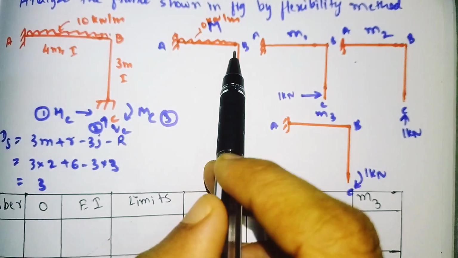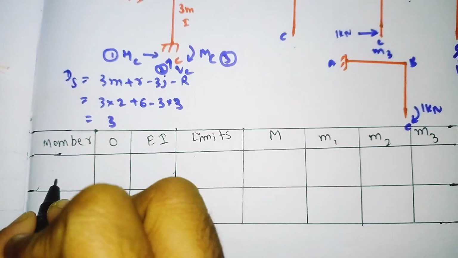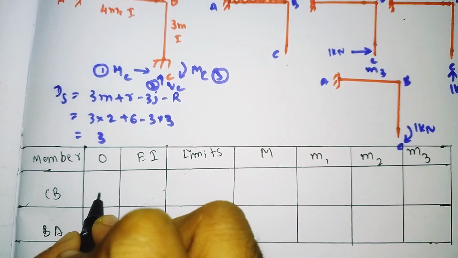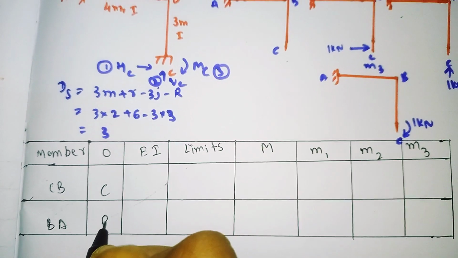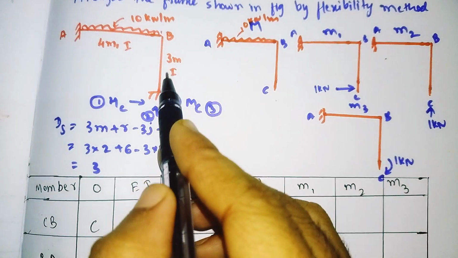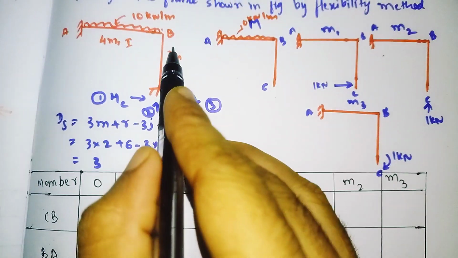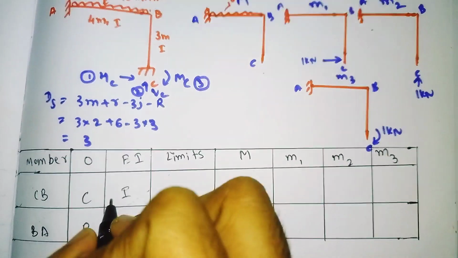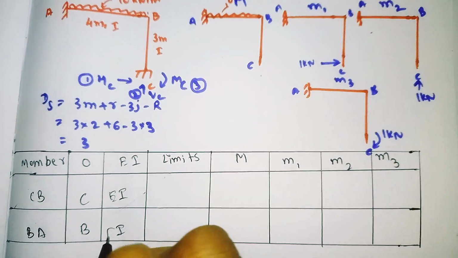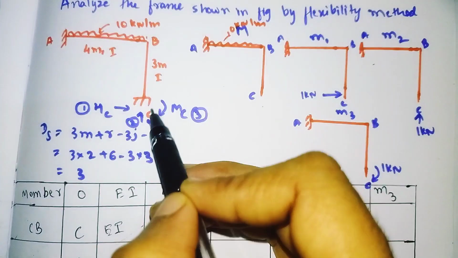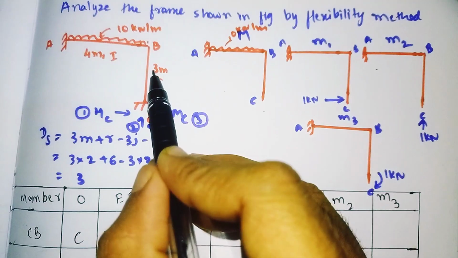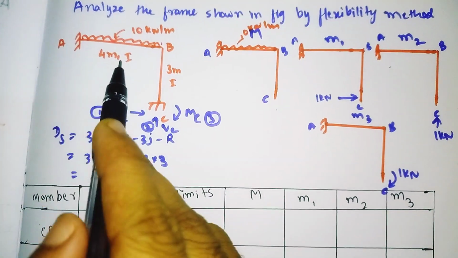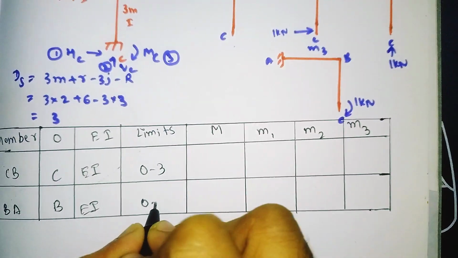We have the members CB and BA. For CB I am taking the origin as C, and for BA I am taking the origin as B. EI for CB is I and for BA is I, so EI is constant. For the limits, CB has a length of 3 meters, so the limits are 0 to 3, and BA has a length of 4 meters, so the limits are 0 to 4.